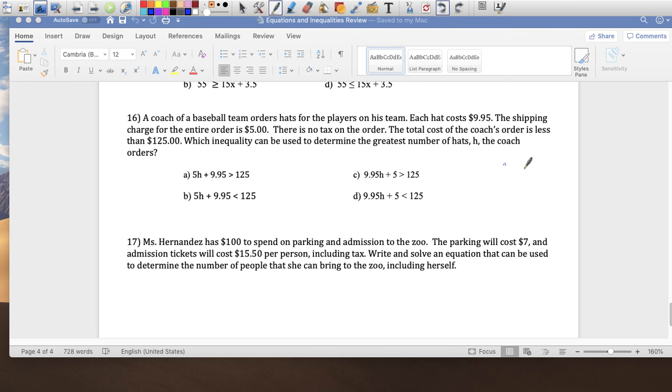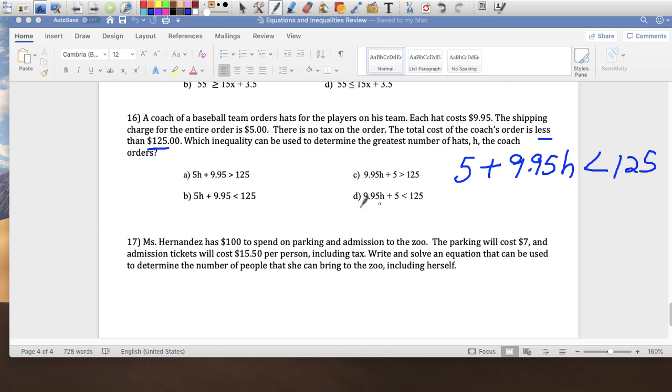Well, we know we have to pay $9.95 per hat, plus we're going to pay $5 no matter what, because that's the shipping. So it's 5, that's $5 for the shipping, plus $9.95 per hat. And I'm going to write an H for hat. And all that has to be less than or equal to 125. Not equal, because it has to be less than 125, because that's what this says. Less than 125. So look for one that looks like that.